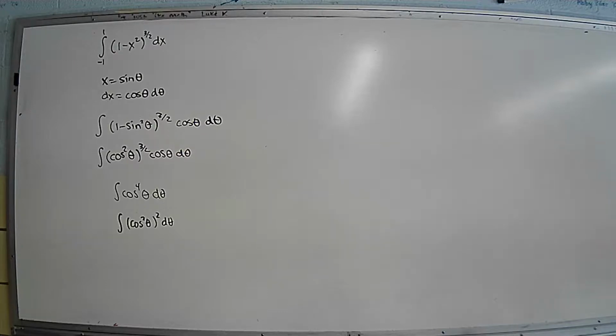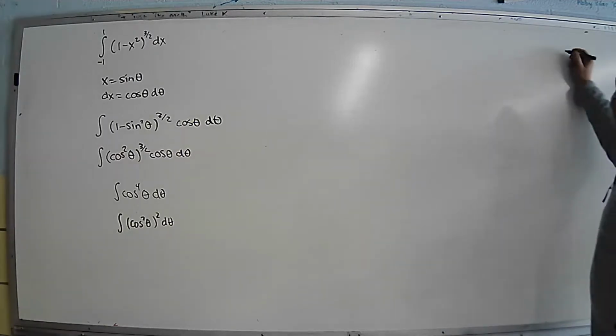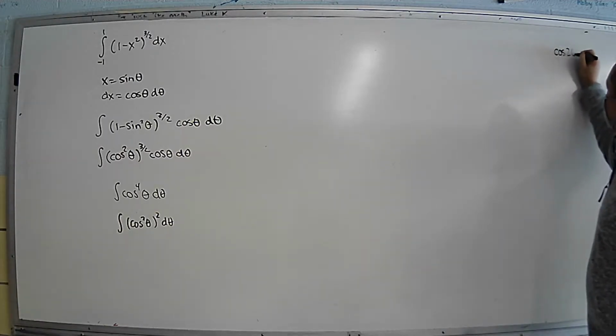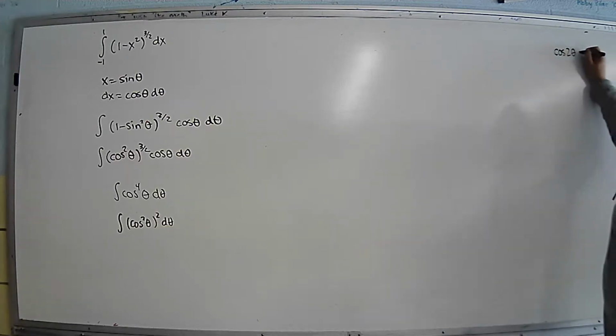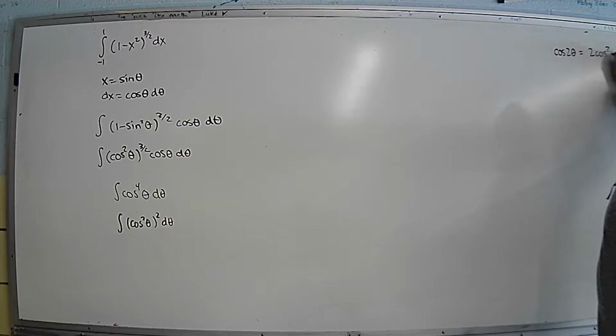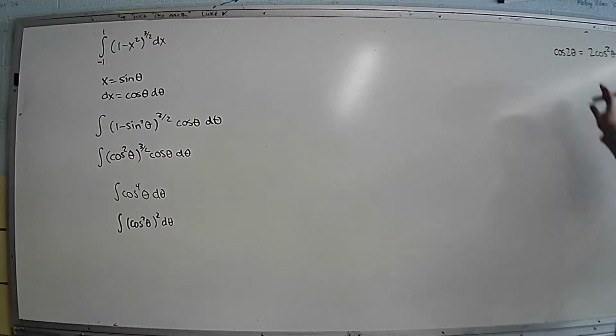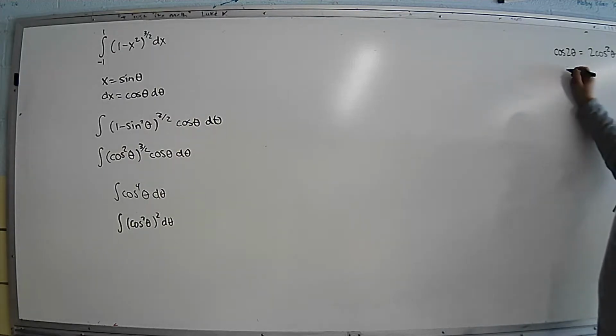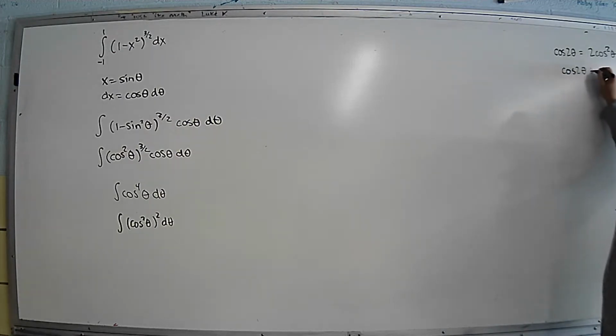But if you go back to the double angle identity, the cosine of 2 theta is equal to 2 cosine squared theta minus 1. It's also equal to cosine squared minus sine squared. And it's also equal to 1 minus 2 sine squared. It's equal to 3 different things. Okay? But because this is true right here, this is true, and this is true.